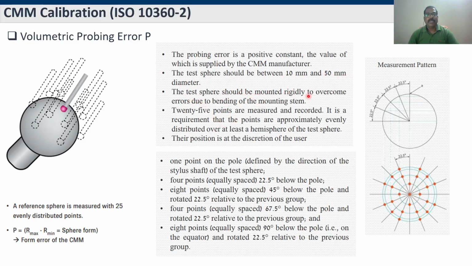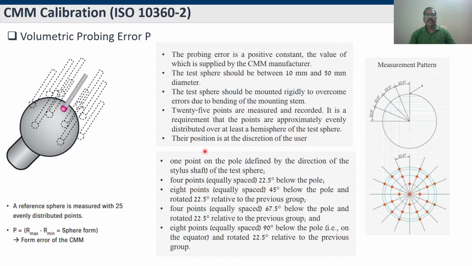The test sphere should be mounted rigidly to overcome errors due to bending of the mounting stem. So it should be properly fixed. Because the sphere with the stem is there, if we do not mount it properly on the table, it may bend, and then measurement error will come. 25 points are measured and recorded. It is required that the points are, remember, approximately evenly distributed over at least a hemisphere of the test sphere.